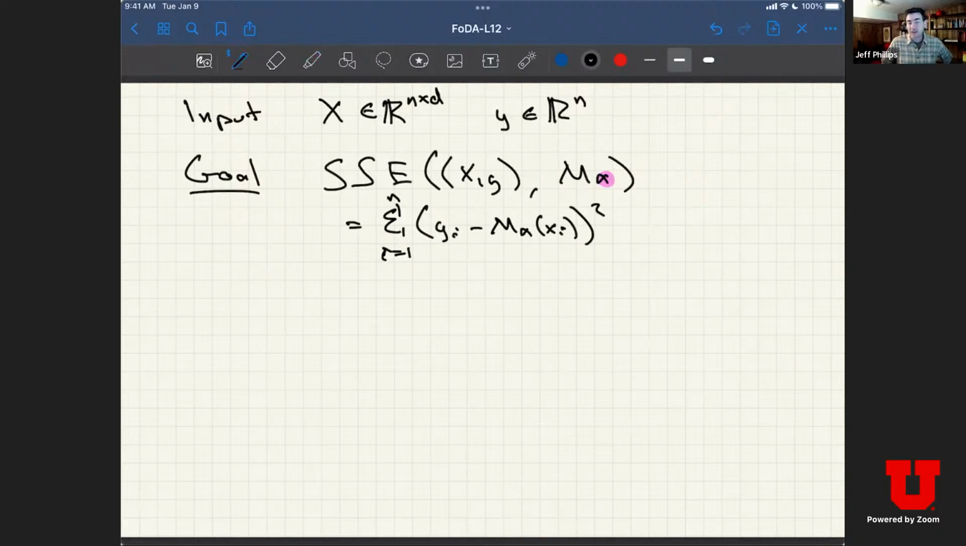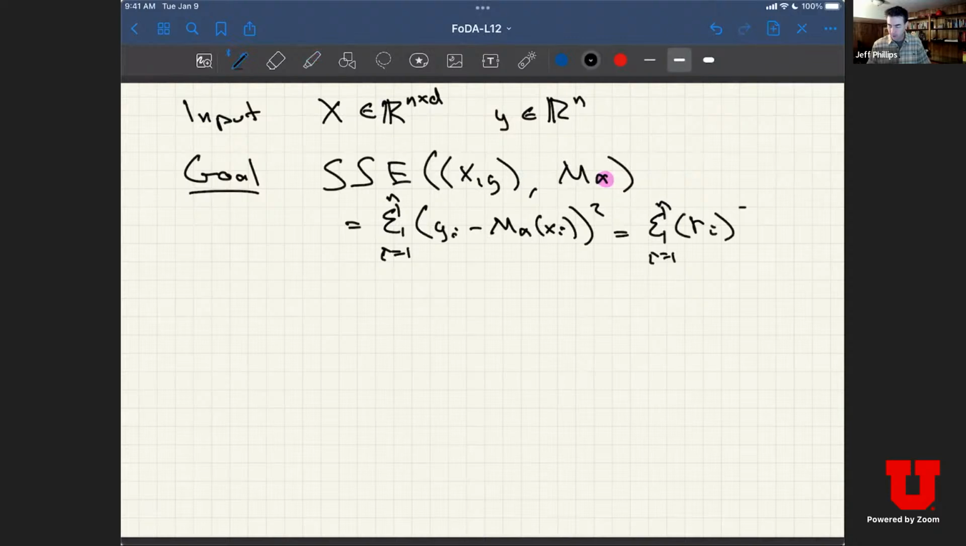So for the sum of the squared errors, I'm going to look at the model M alpha on each xi, each d-dimensional row, and I'm going to try and predict a value, yi hat, right? And how close is that to the true yi? I'm going to take those differences, square them, and I'm going to add all these things up, right? So remember, this is equivalent to the sum from i equals 1 to n of these residuals squared.